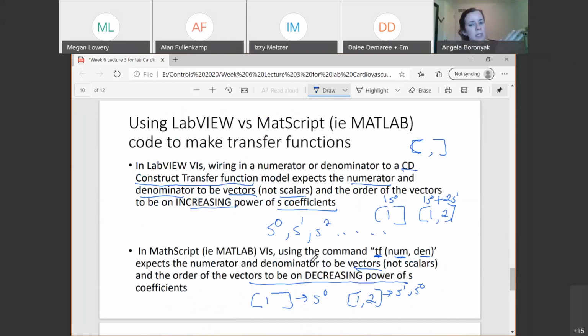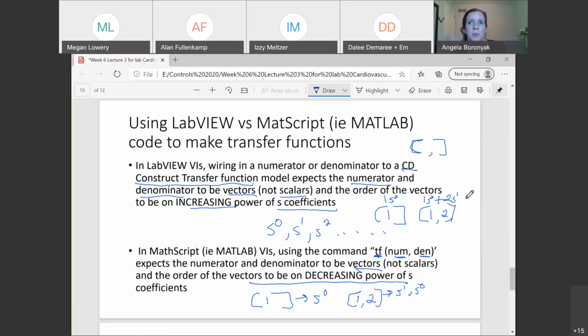If you use MATLAB's command TF for transfer function, and you feed it the numerator as a vector and the denominator as a vector, it wants those vectors in decreasing power of S. So start with your highest power of S, like S to the 1, then go to S to the 0. They're just flipped. I don't care which one you use. You don't need to use both. You can just use one, but you've got to know the difference between them.